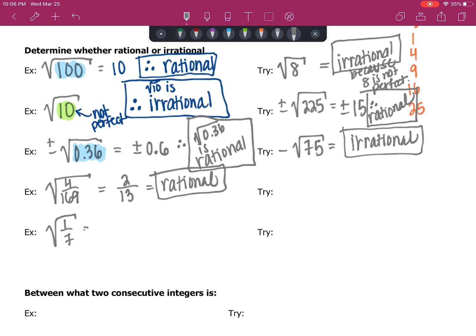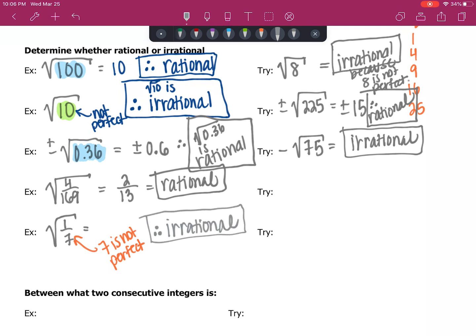The square root of 1/7. Well, the square root of 1/7, 7 is not perfect. And when that happens, and the radicand has an imperfect number, one that is not a perfect square, you're going to end up with an irrational value. So if I put that into my calculator, I'm going to get decimals that repeat with no pattern whatsoever.